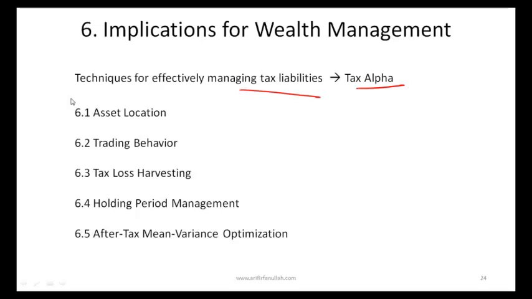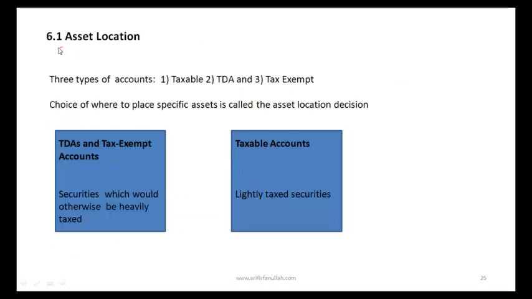In this section, we have these 5 subsections, and effectively you need to know a little bit about each of these subsections. The first one is tax or asset location. I talked about this briefly in an earlier lecture in behavioral finance, and at that point I said we will cover this later. Now is the later.